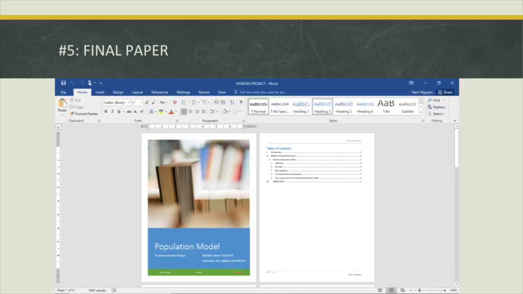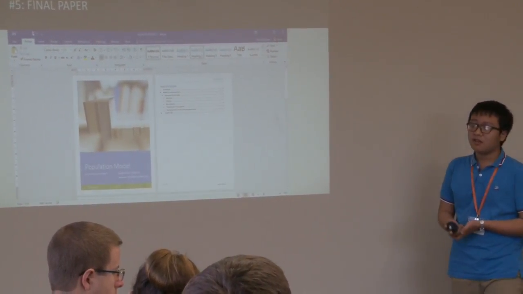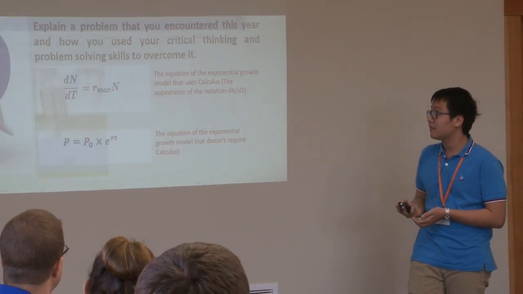In checkpoint number 5, I have a final paper for my project. So this is the work document for my paper. This is a brief explanation of my program process and my project. So let's move forward to some questions.